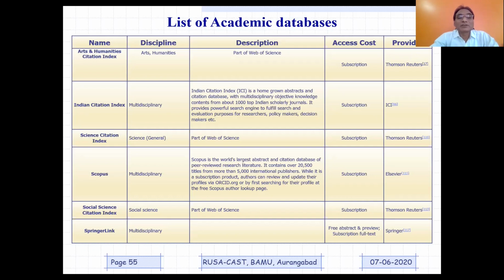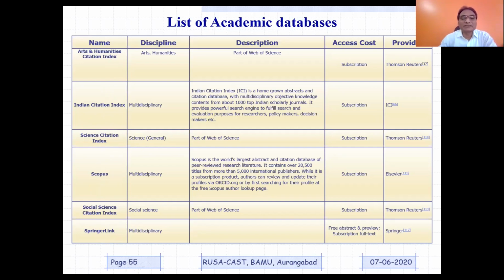That is why I wanted to show you some of the academic databases. This is the list of some of the academic databases. You can see in the first column the name of the database: Arts and Humanities Citation Index, Indian Citation Index, Science Citation Index, Scopus, Social Science Citation Index, and Springer. Since you are from science, you can refer to the Indian Citation Index, Science Citation Index, Scopus, and Springer. These are all multidisciplinary citation indices, and whatever journal you refer from these citation indices is going to be a journal of international repute.